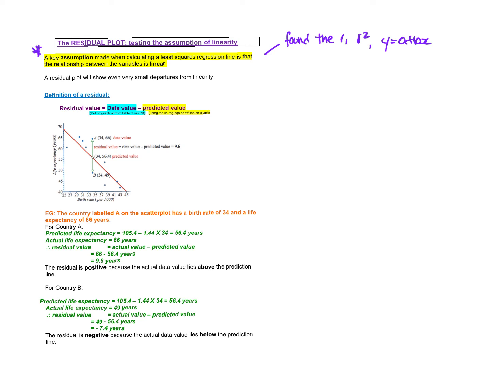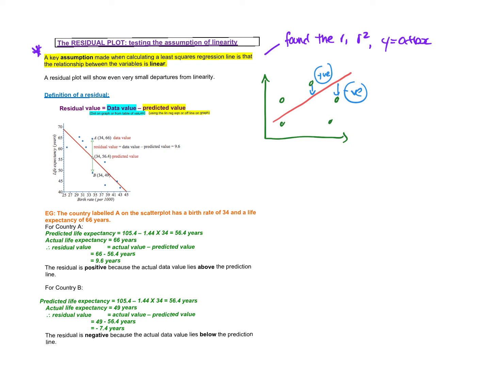So what's a residual plot? Remember when we had the scatter plot, and we then had our line of best fit. So remember we said the residuals were the difference there. Yeah, these would be a positive residual, these would be a negative because the actuals are less than.